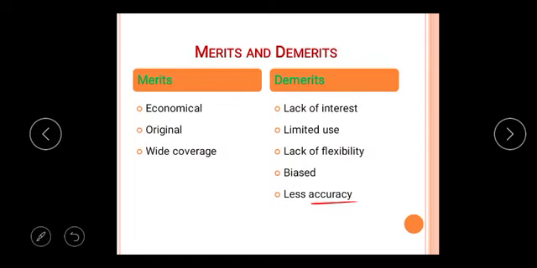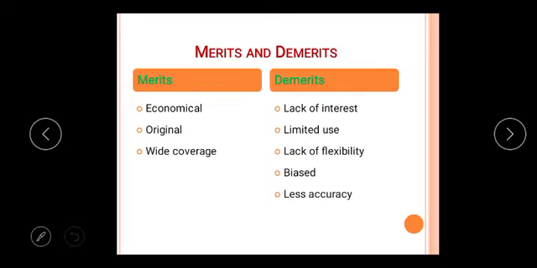Dear students, this method has limited use owing to the fact that the questionnaire can be answered only by the educated informants, which means that this method can be adopted only where the informants are literate people. Thus, this method cannot be used when the informants are illiterate or uneducated.